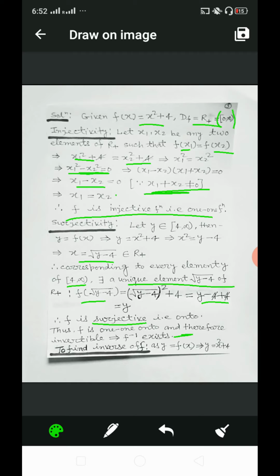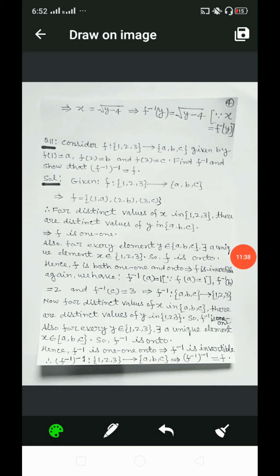To find inverse of f, as we know that y is equal to f(x), implies that y is equal to x square plus 4, implies that x is equal to square root of y minus 4, and this implies that f inverse of y, since x is equal to f inverse of y, is equal to square root of y minus 4.